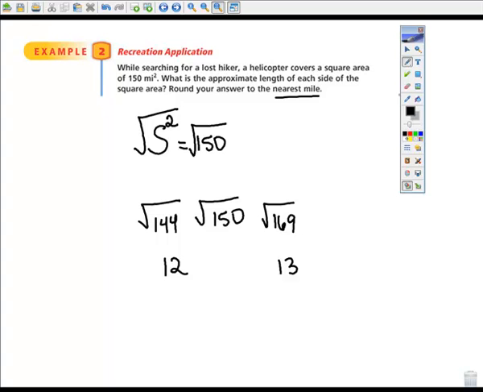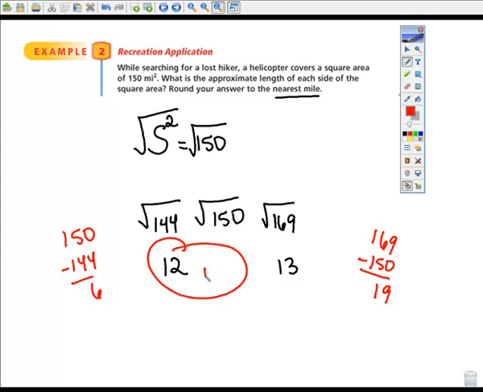So I ask myself, which one is 150 closer to? 150 minus 144 is 6, and 169 minus 150 is 19. So it's closer to 12 miles.